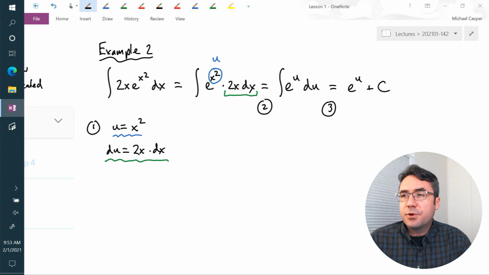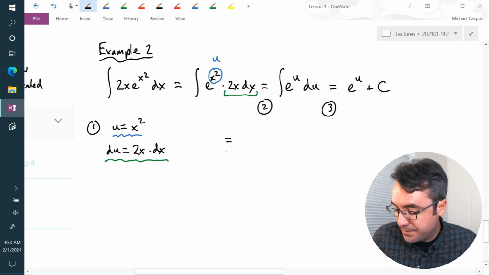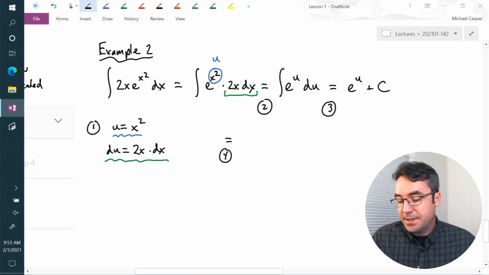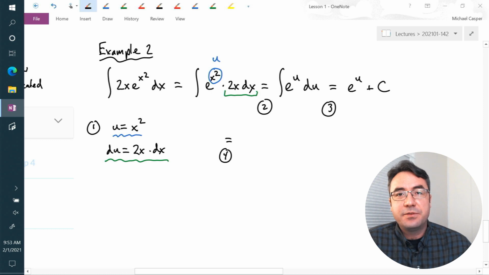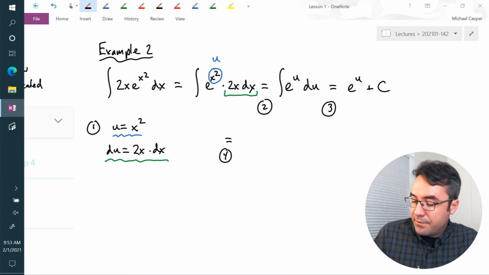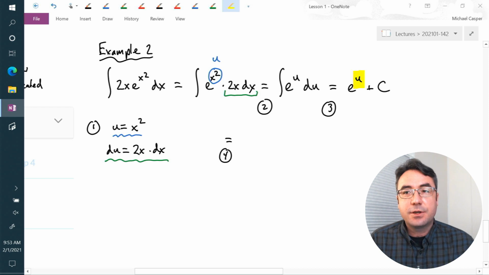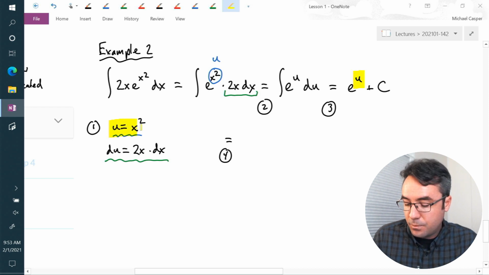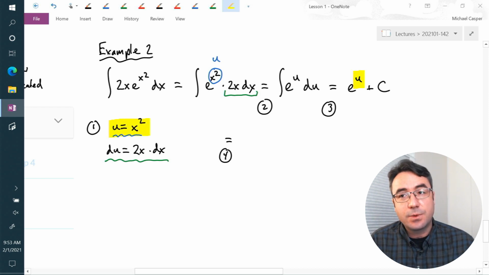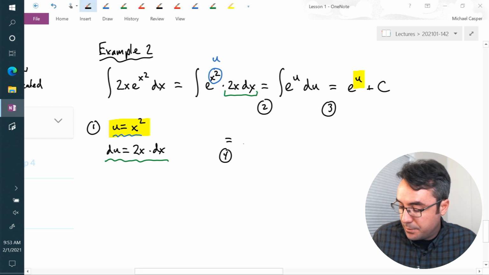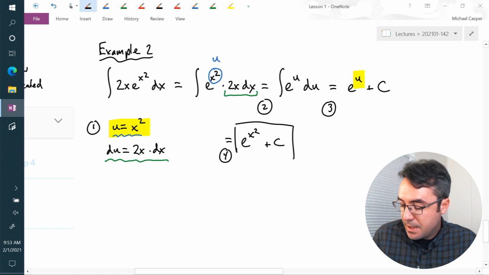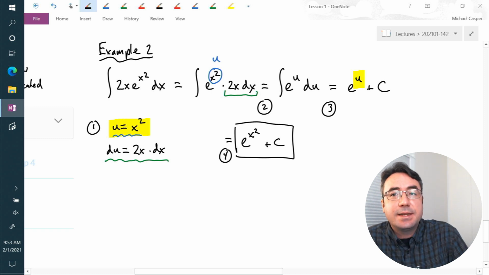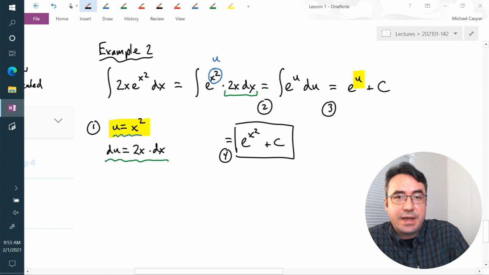All right, so that's looking pretty good. Now, the only thing that's left to do is convert back to the original variable. So that's step 4. We want to get back to x. So right now our antiderivative is in terms of u. Wherever I see a u here, I'm just going to convert that back with what I know u is equal to. It's x squared. So it'll be e to the x squared plus c. And so now that's my answer. That's my antiderivative back in terms of x.